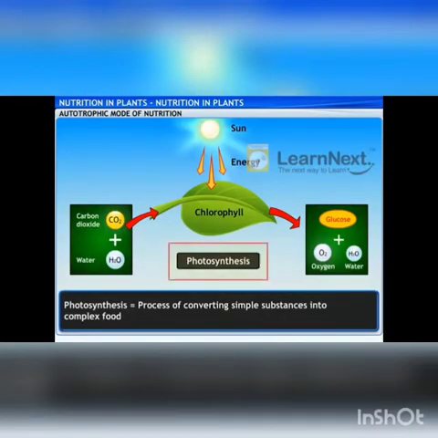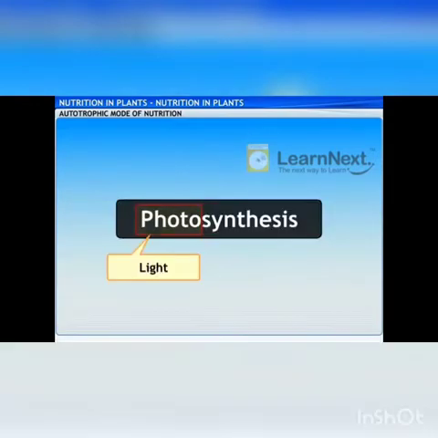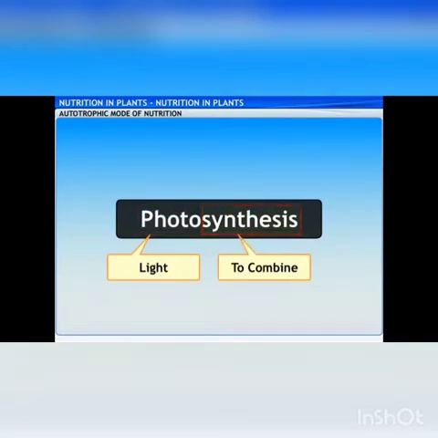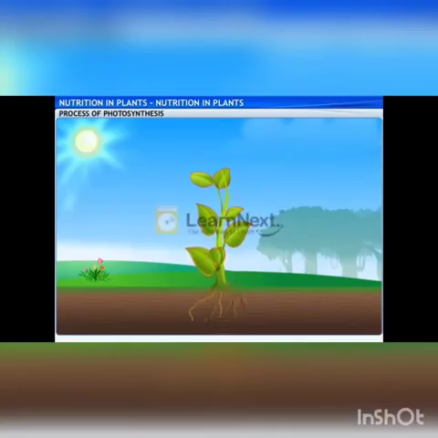The word photosynthesis is derived from 2 words. Photo, meaning light, and synthesis, which means to combine. Leaves are the food factories of a plant. However, other parts of the plant play important roles too.